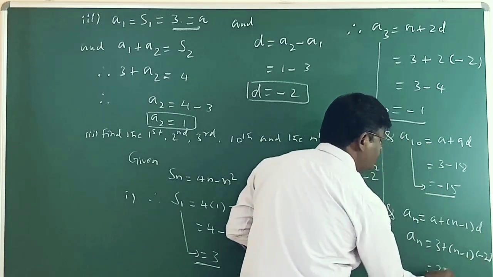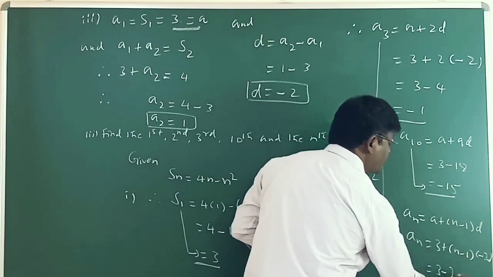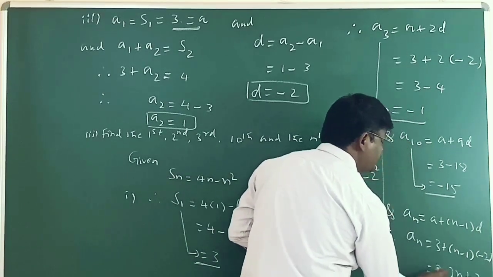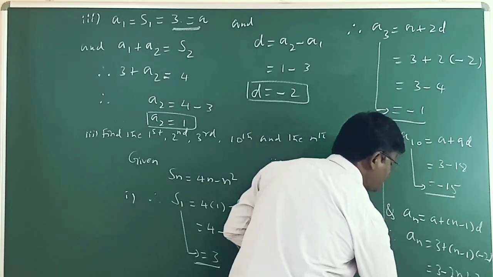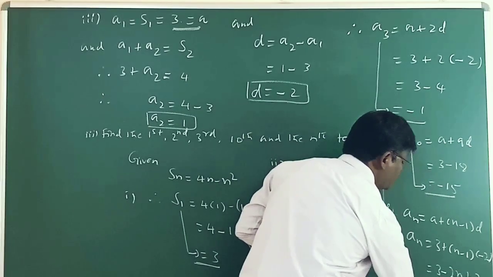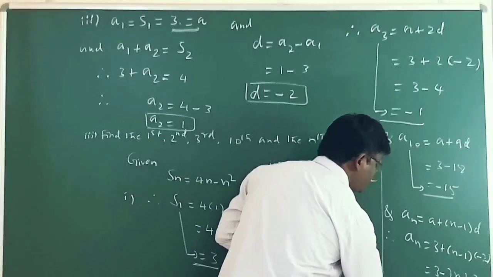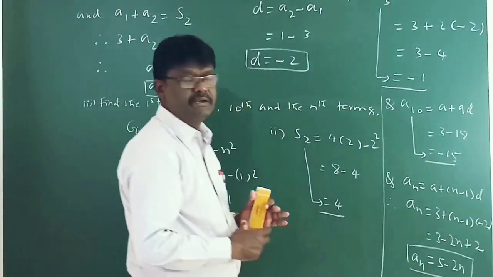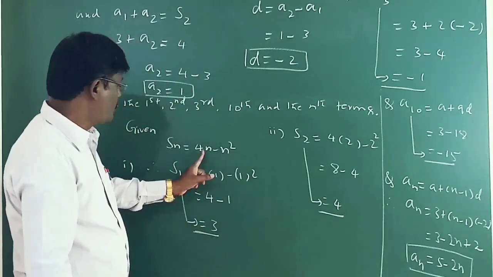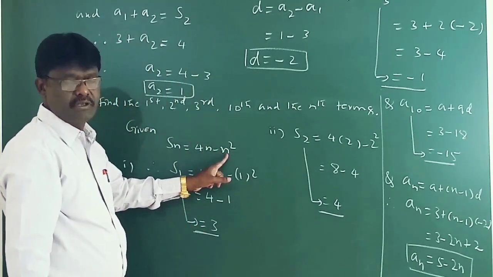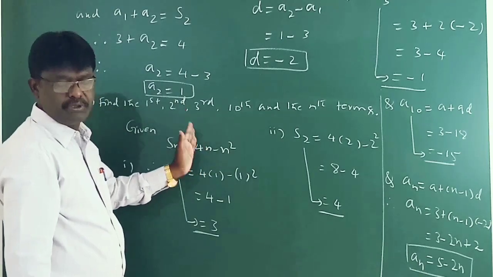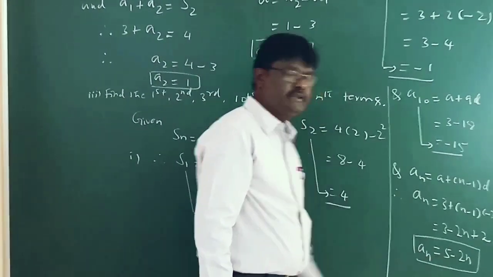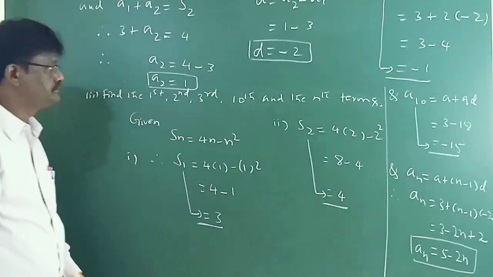So therefore 3 minus 2 into n minus of minus, plus 2. Thus 3 plus 2 is what? 5. 5 minus 2n. This is the nth term. Don't get confused with Sn. Sn is 4n minus n square. In that particular AP, the nth term is an equal to 5 minus 2n. Okay, children.